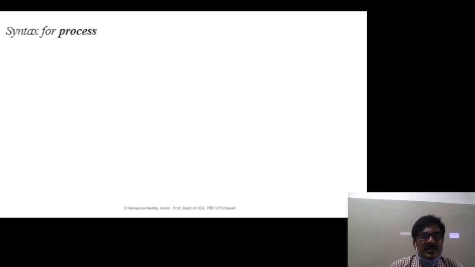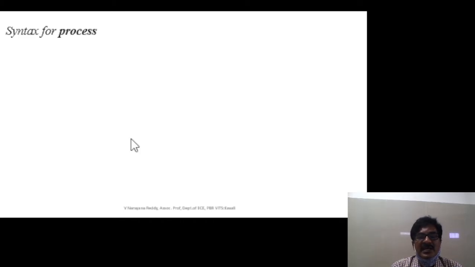Welcome back. So in previous sessions we have seen two different representations of architecture body, that is data flow style and structural. Now in this session I would like to introduce another way of representation, that is behavioral representation. But in the behavioral representation the concurrent statement is process. So first of all, let us see the syntax for the process. After that, we will see how to write the behavioral architectural model for a given digital circuit.